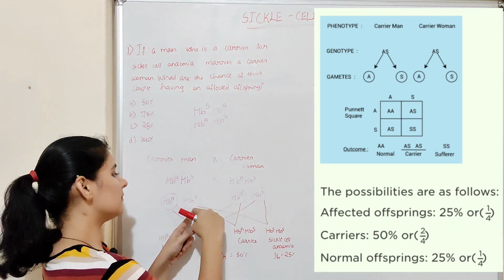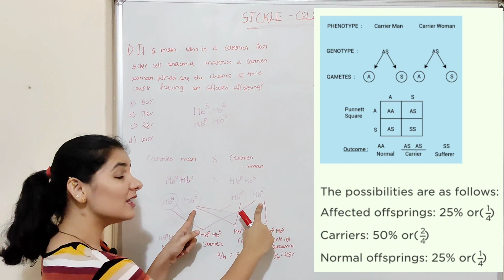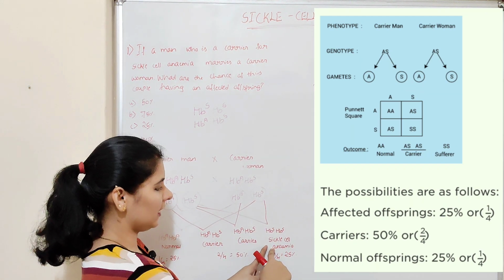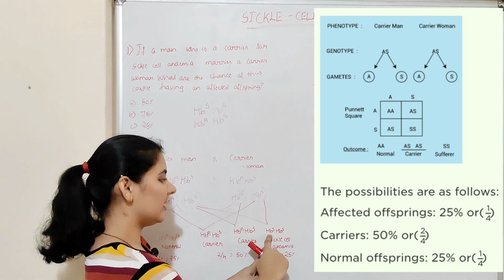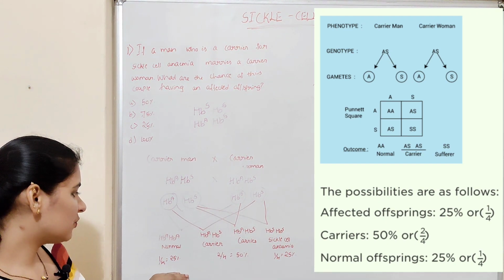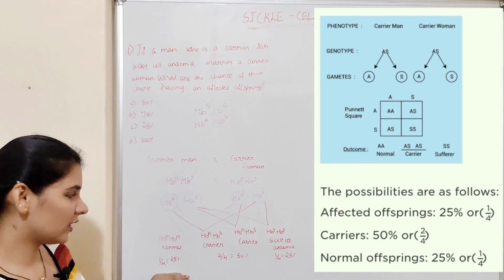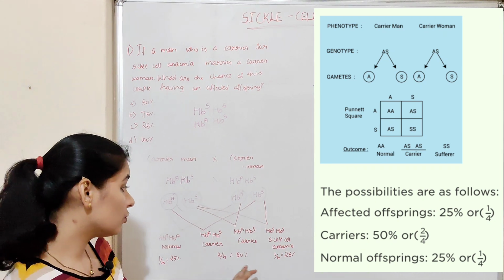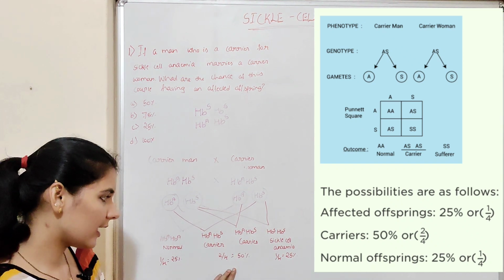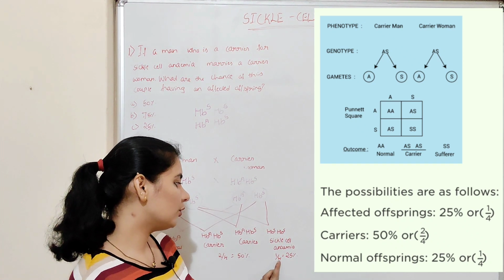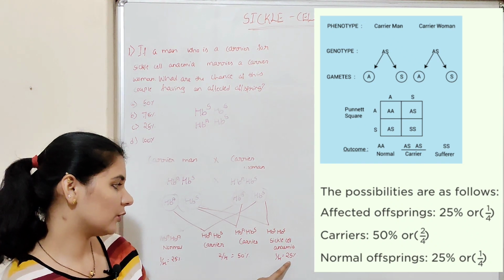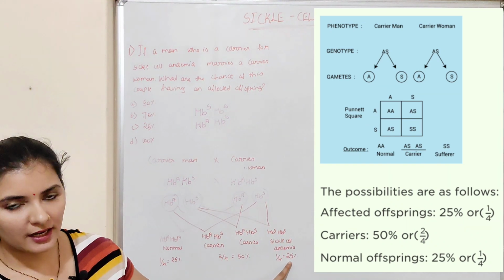Similarly, when this sperm carrying the abnormal gene combines with this egg carrying the abnormal gene, it produces a sickle cell anemia individual with the genotype HbS HbS. So, out of 4 individuals, 1 individual will be normal, meaning 25% of the individuals will be normal, whereas 2 individuals are carriers. So 50% of the individuals are carriers, and 1 individual out of 4 will be sickle cell anemia, meaning 25% of the offspring produced will be sickle cell anemia individuals.